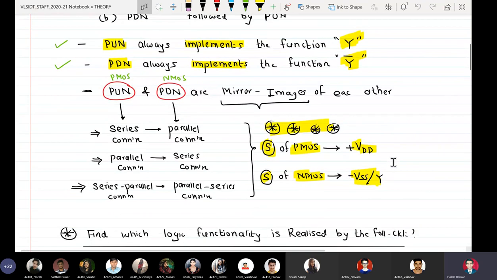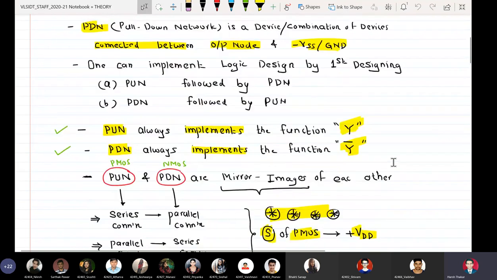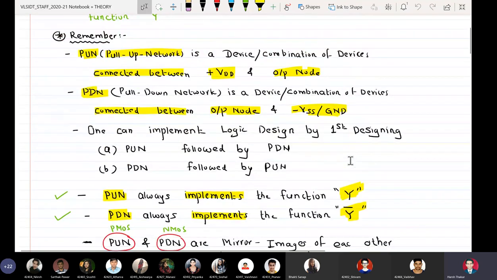Also an important rule is that the source of PMOS is always connected to plus VDD while the source of NMOS is always connected to ground. And we told that whenever we draw a PMOS on paper, the upper terminal is source, lower is drain. When we draw an NMOS on paper, upper terminal is drain and lower is source. Always remember this thing.